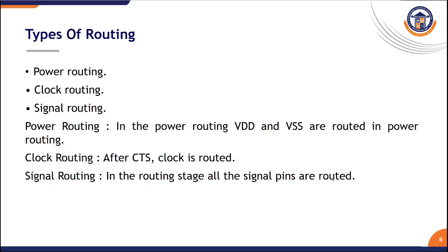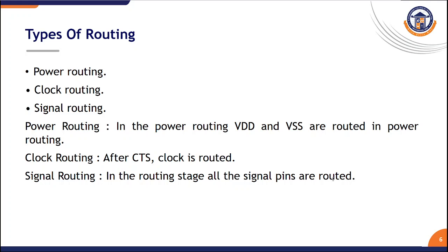And the next one is clock routing. Clock routing is performed after clock tree synthesis, that is CTS. The clock signal must reach all the sequential elements with minimum skew, balanced delays, and controlled insertion delays. Special routing techniques and shielding are used because the clock is the most timing critical signal in the design. And the last one is signal routing.